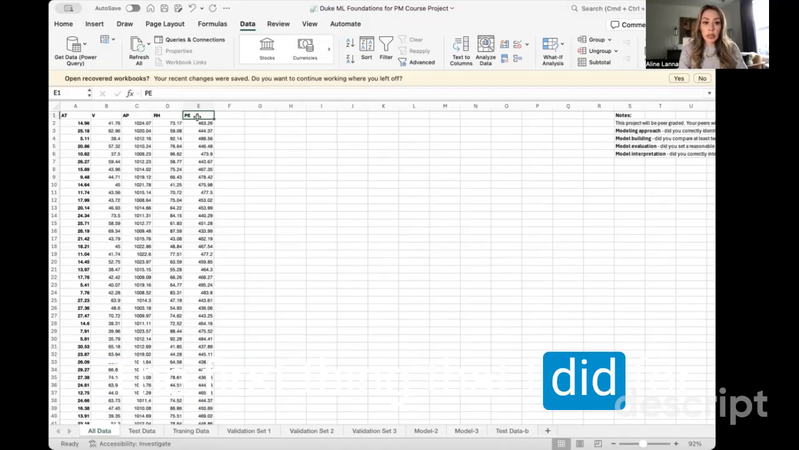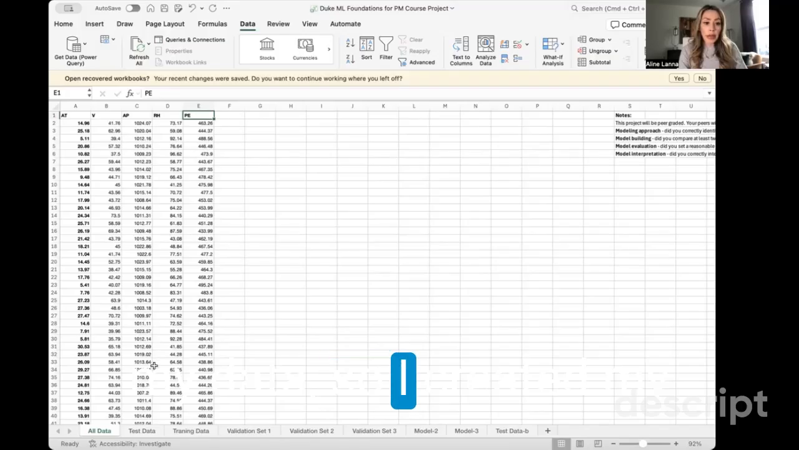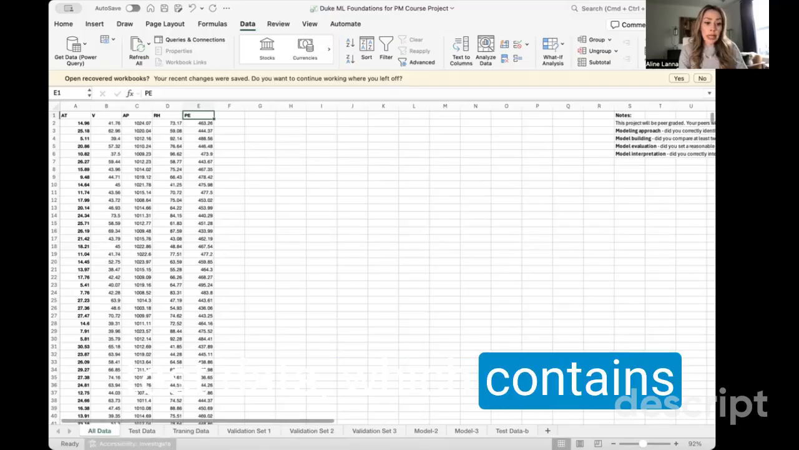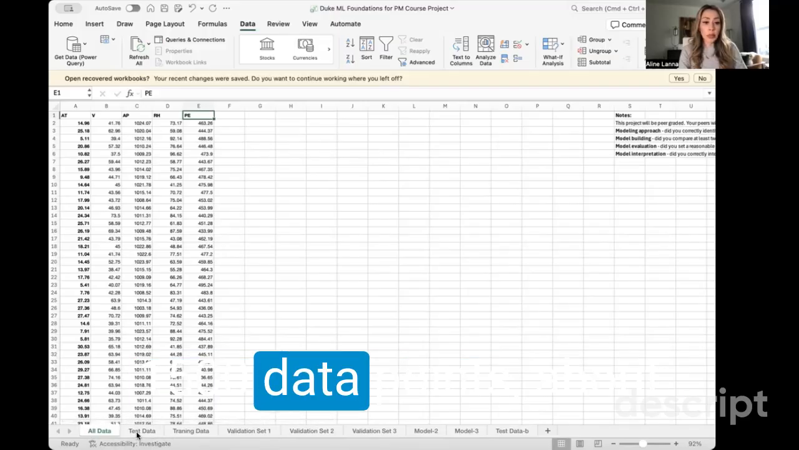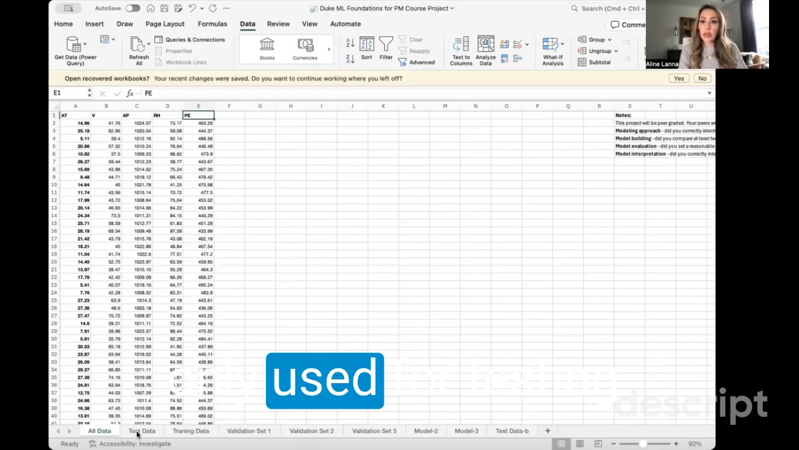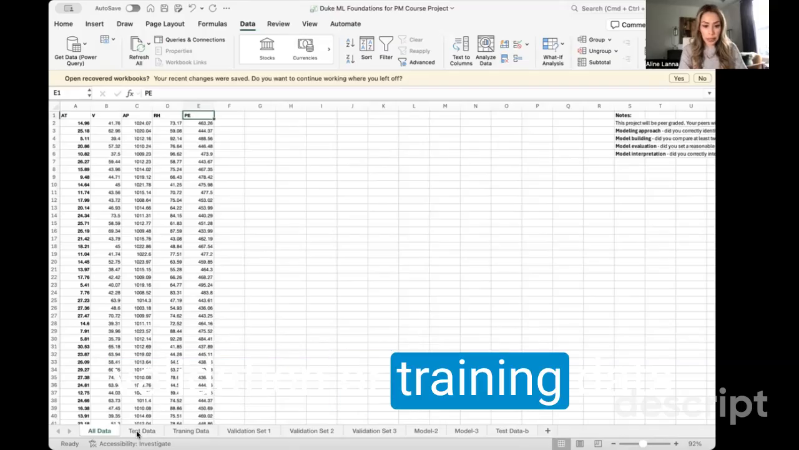The first thing that I did for this project was to split my data. So I created my test data, which contains 1,500 data points, about 16% of the total data points. This test data was only used for testing. It was not part of the validation or training data.